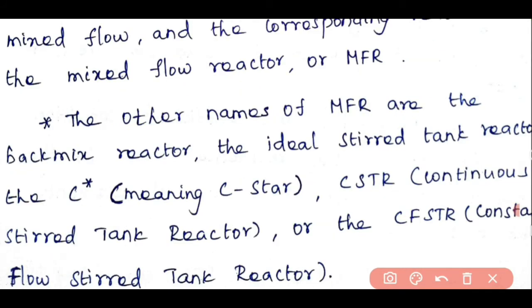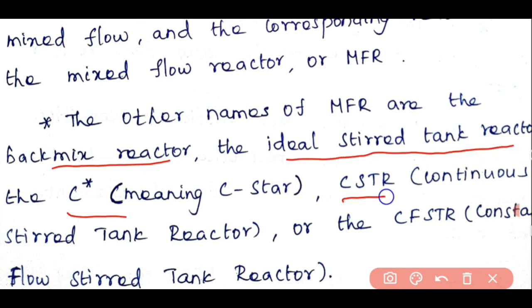The other names of mixed flow reactor are batch mix reactor, ideal stir tank reactor, CSTR, that is continuous stir tank reactor, or CFSTR, that means constant flow stir tank reactor.